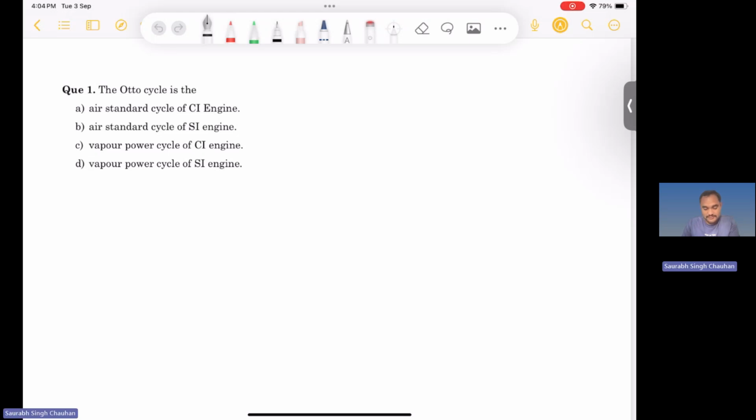The last two options you can discard, because the CI engine or SI engine are not vapor power cycles, right? So we have to tell that the Otto cycle is the air standard cycle for which engine: CI engine, which means compression ignition engine or diesel engine, or the SI engine, a spark ignition engine, or petrol engine, as we sometimes say. I hope you know about the air standard cycles.